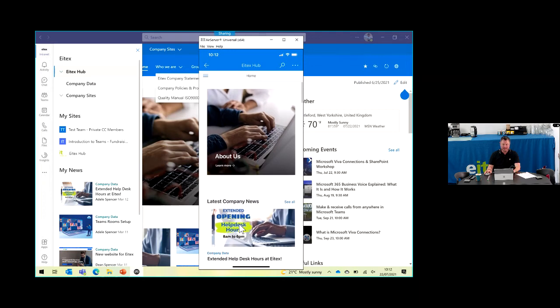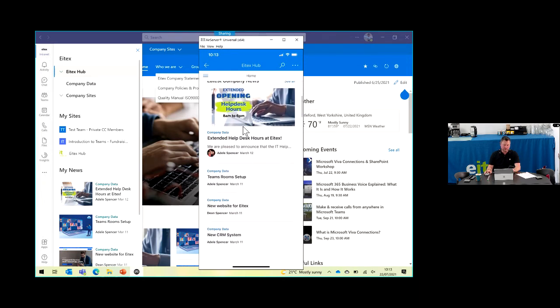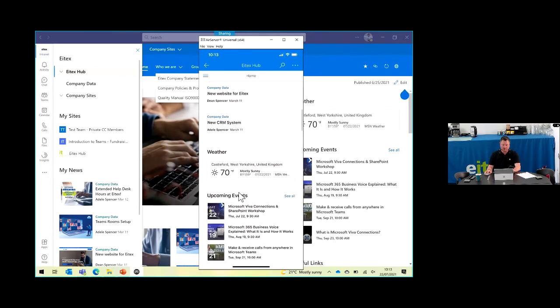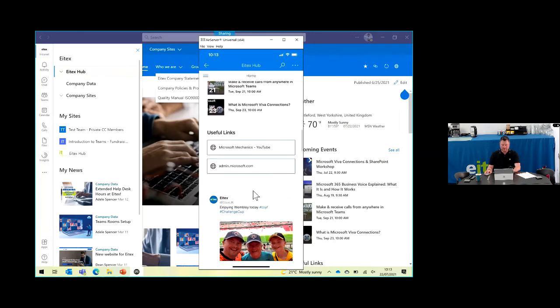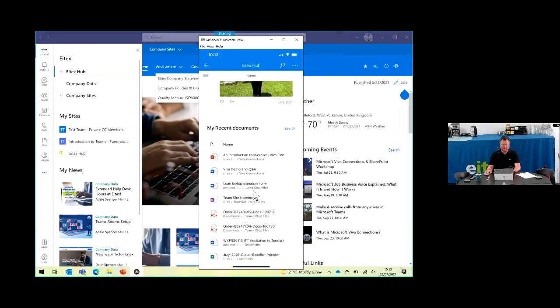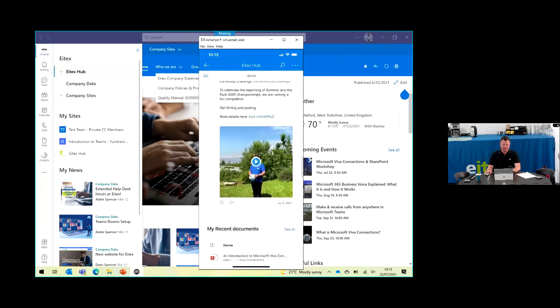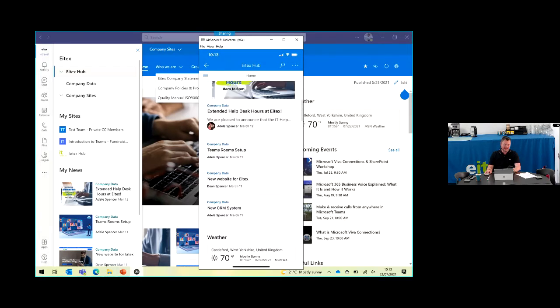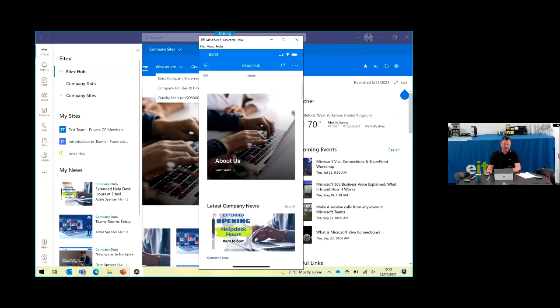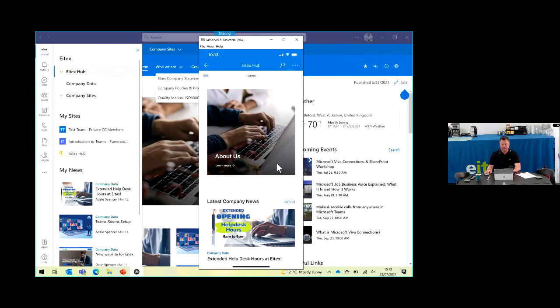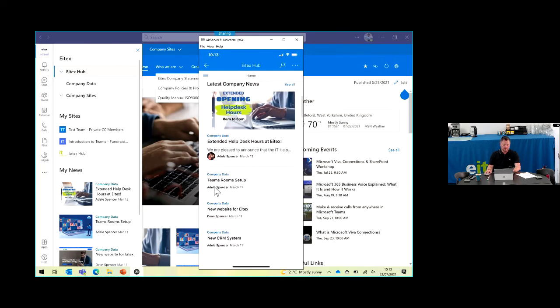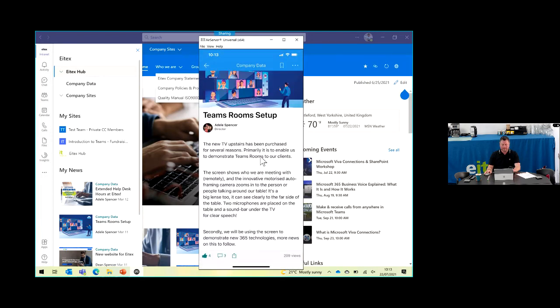So instantly I can see latest company news, I can see the weather, upcoming events, useful links, social media, my recent documents. I've got everything to hand on my mobile phone. And this is useful as well because of the photographs that we'll do on the Teams room, something like that. There's no photographs on that one, that's typical.